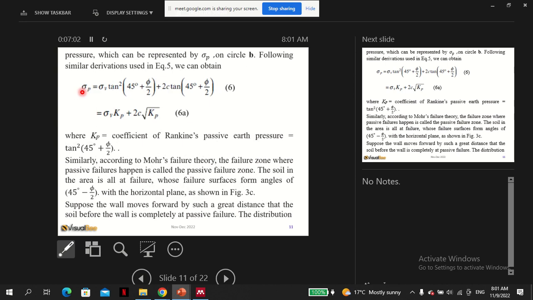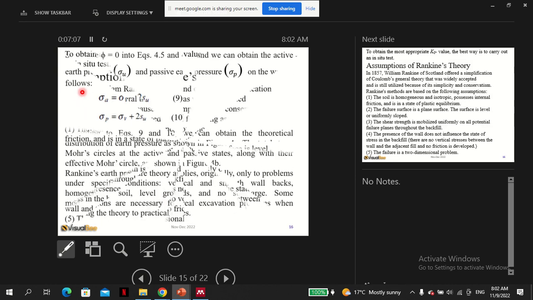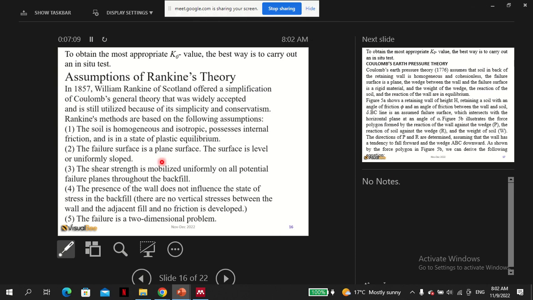Let's get to the assumptions first. These are the assumptions that Rankine made. The soil is homogeneous, isotropic, and possesses an internal friction and is in a state of plastic equilibrium. So that's the first assumption. Number two, the failure surface is a plane surface, level or uniformly sloped.